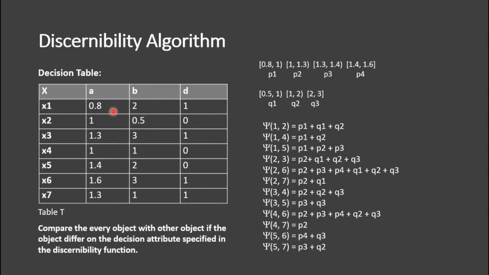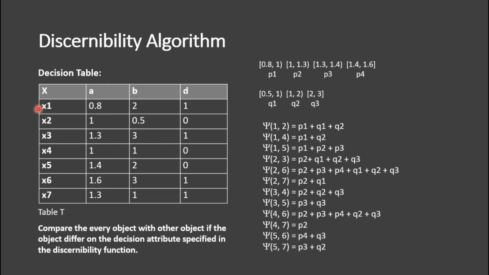So we continue the comparison, and in order to write it, we check the range. For A, 0.8 to 1 is p1, so we will write p1. And then for B we have 0.5 to 2, which comes in q1 and q2, so we'll add q1 and q2.